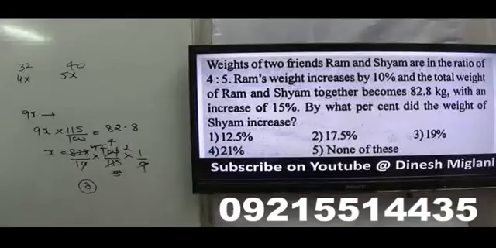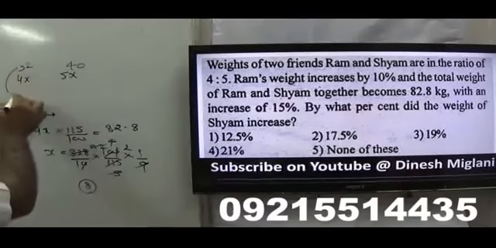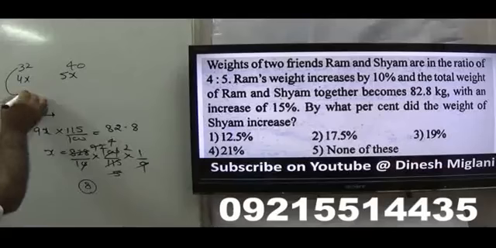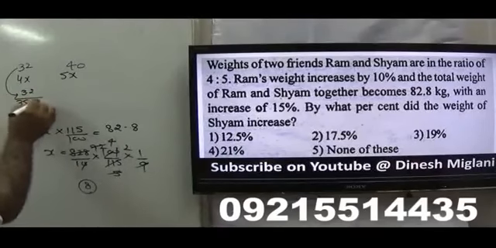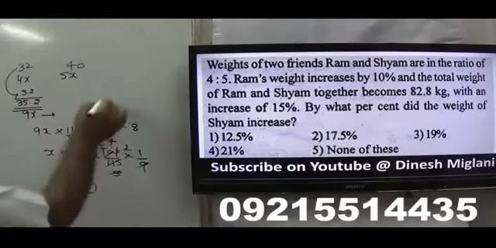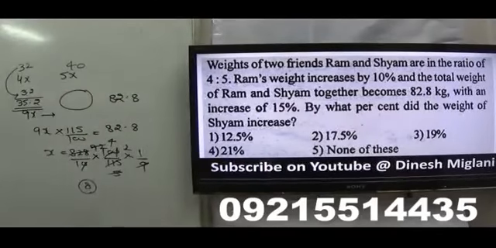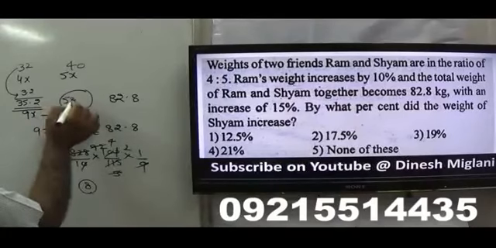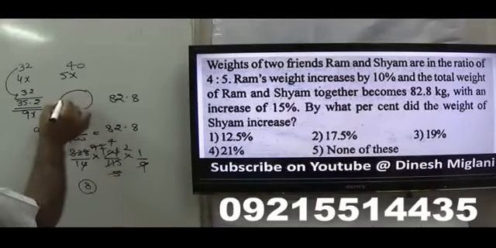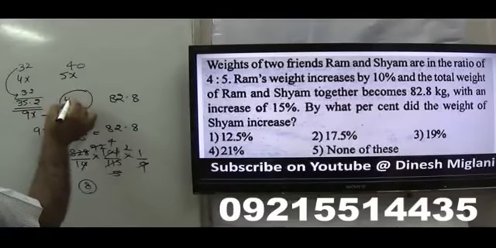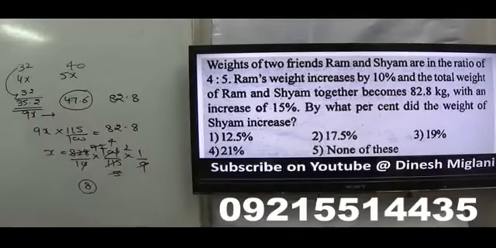Now it is given that Ram's weight increases by 10%. 10% means 3.2, so that becomes 35.2, and the total becomes 82.8. It means Sham's new weight is 82.8 minus 35.2, which is 47.6. Now 40 to 47.6, what is the increase? 7.6, that is 19%. So the answer to my question is 19%. That becomes my answer. So the increase was equal to 19%.